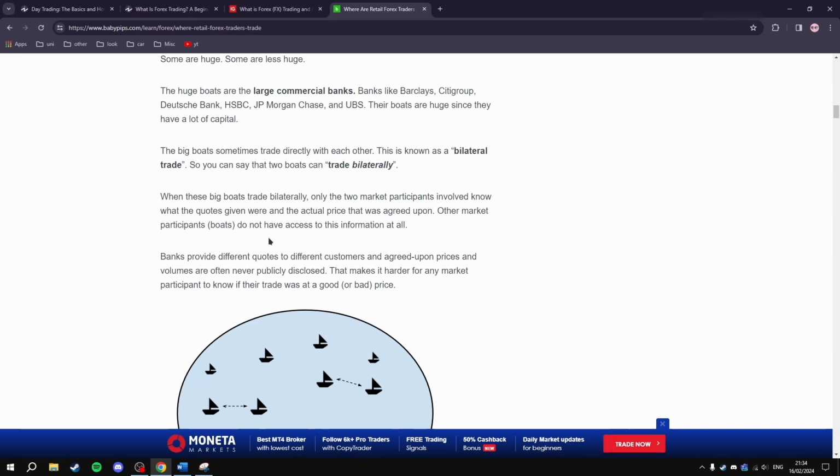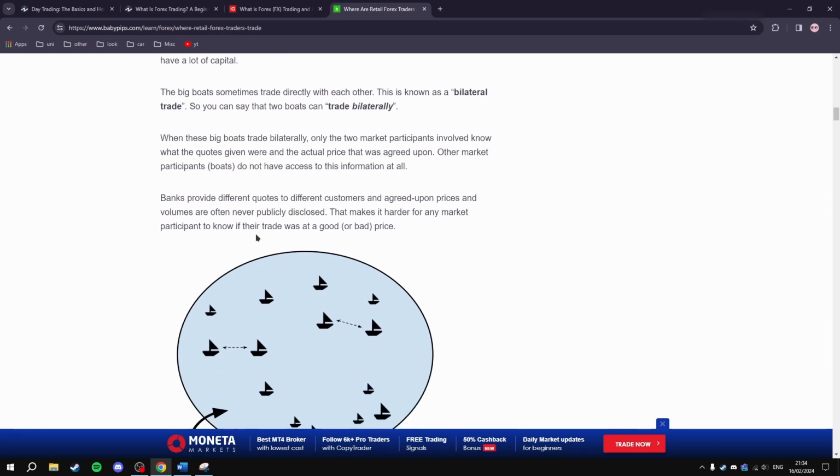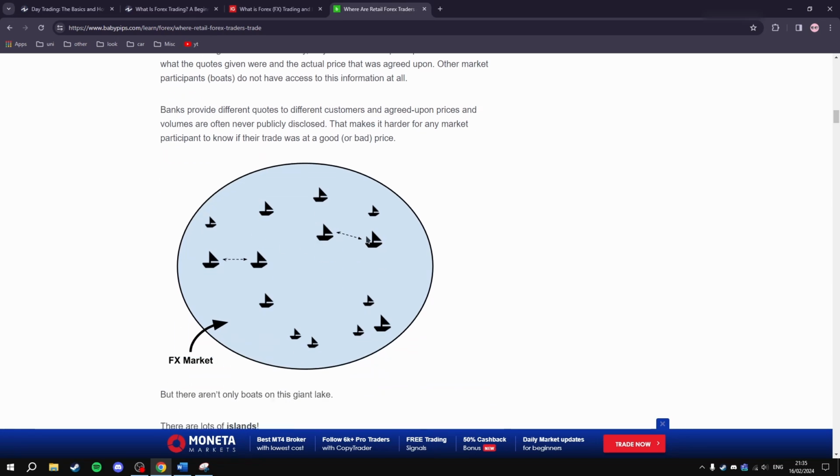When these big boats trade bilaterally, only the two market participants involved know what the quotes given were and the actual price that was agreed on. Other market participants' boats do not have access to this information at all. Banks provide different quotes to different customers, and agreed upon prices and volumes are often never publicly disclosed. That makes it hard for any market participant to know if their trade was at a good or bad price. So you can see these two players are trading bilaterally with each other. These are the bigger ones, these are the smaller ones.